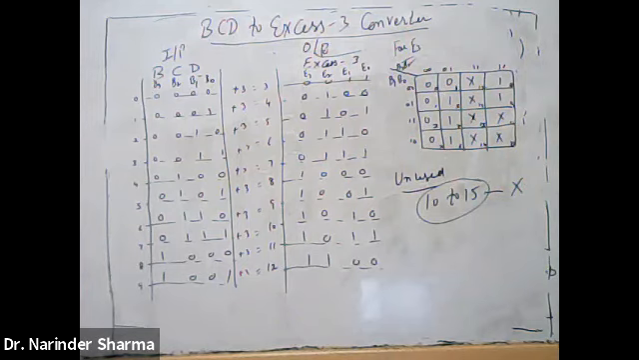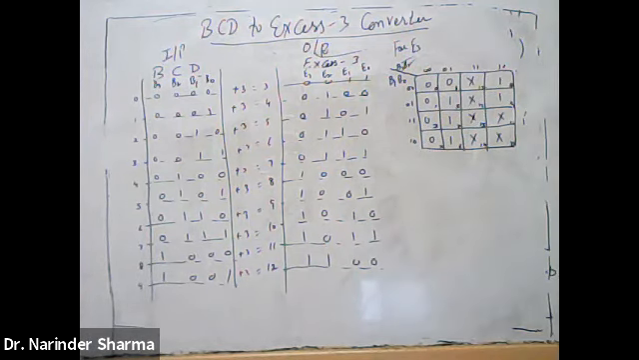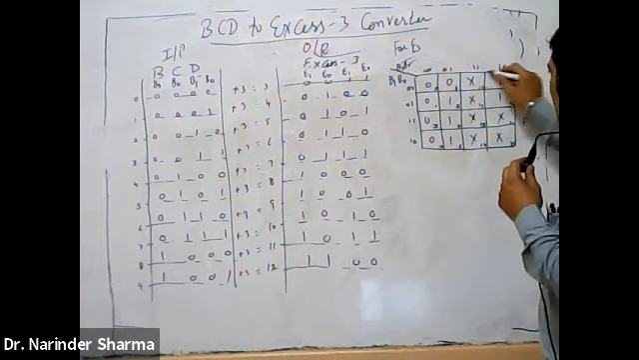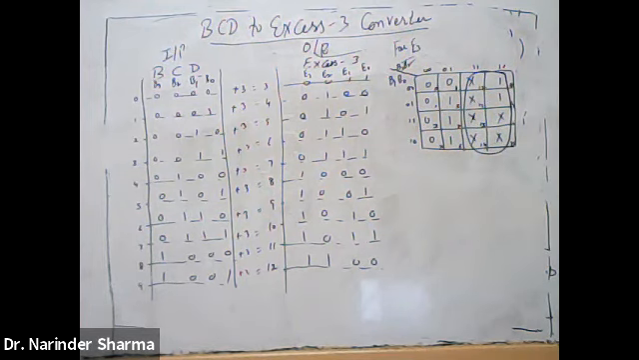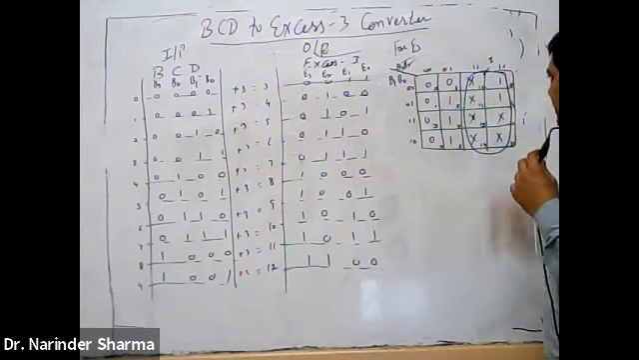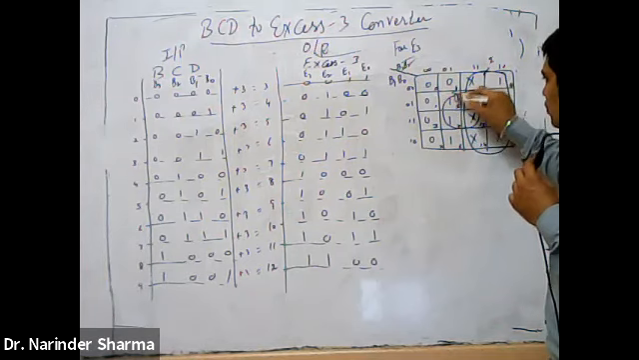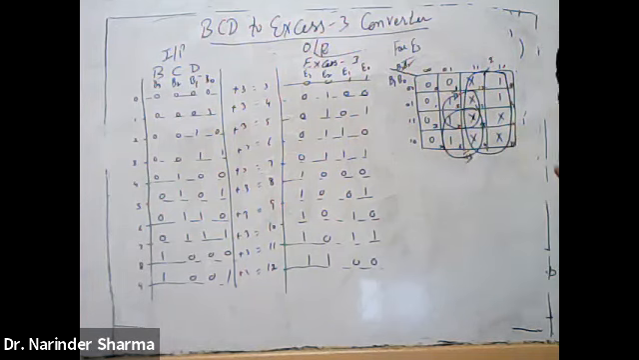Now we have to make the groups to evaluate the expression. Here is a group of 8, this may be marked as group number 1. Group number 2, this is a quad. Group number 3, this is again a quad.